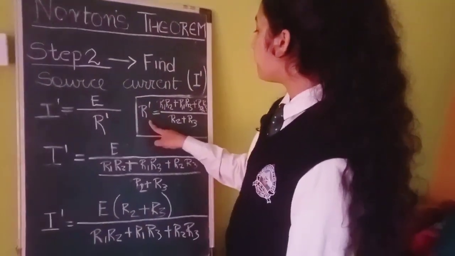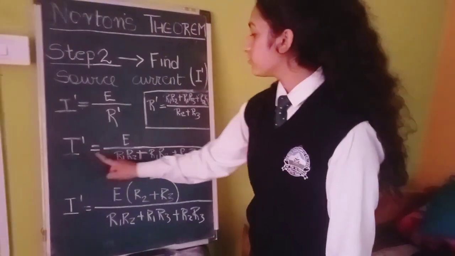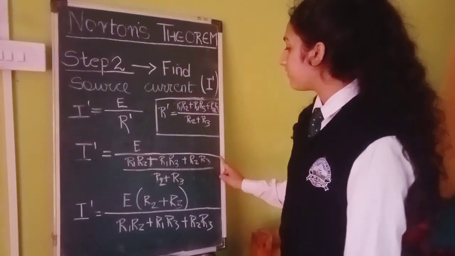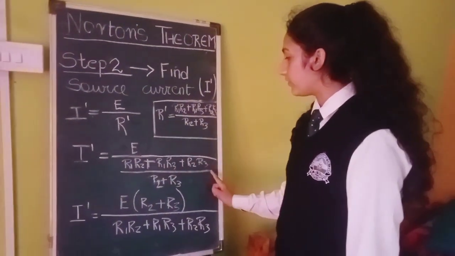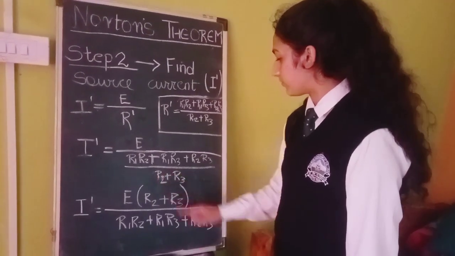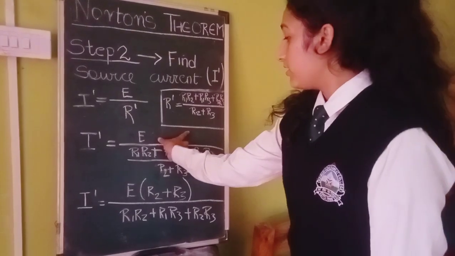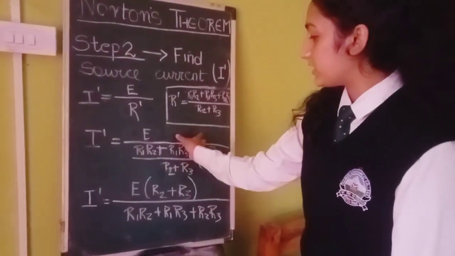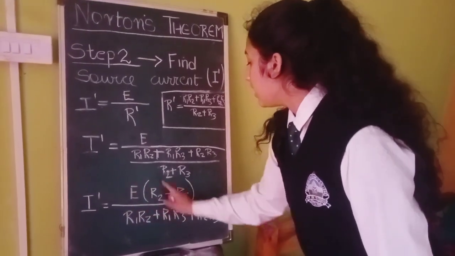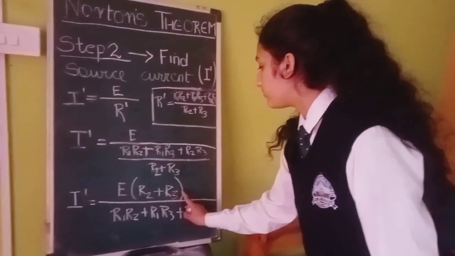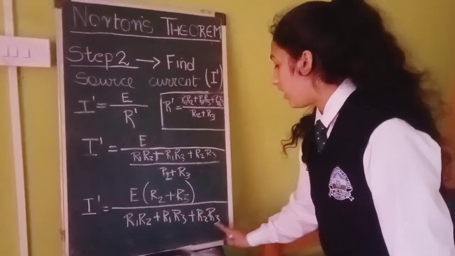So after putting the value of R dash in this equation, we get I dash equals E whole divided by R1 R2 plus R1 R3 plus R2 R3 divided by R2 plus R3. So friends, we can take this value in the numerator. When we take this value in the numerator, our equation will be I dash equals E inside the bracket R2 plus R3 divided by R1 R2 plus R1 R3 plus R2 R3.